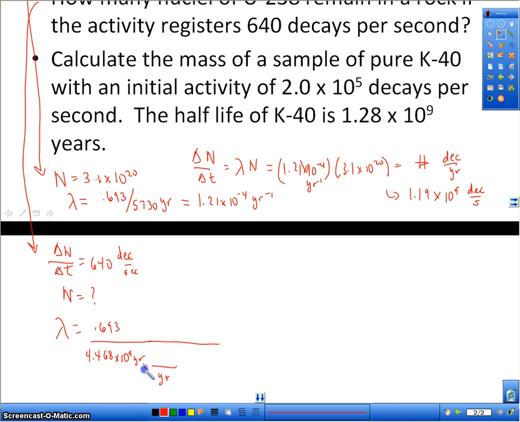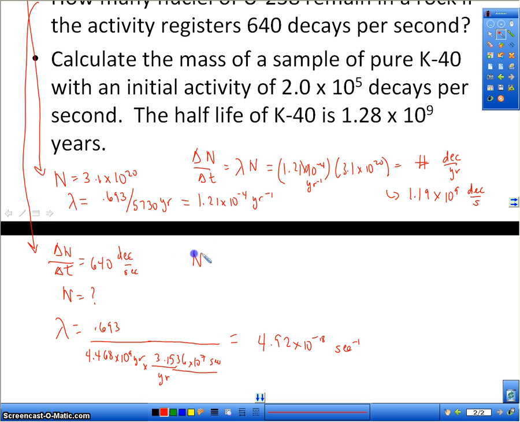A year is 3.1536 times 10 to the 7th seconds. So that's how many seconds are in a year. You could work it out: 365 days, 24 hours, 3,600 seconds. That's just what you're going to end up getting. So when you work that out, you get your decay constant of 4.92 times 10 to the minus 18 inverse seconds. That's the decay constant.